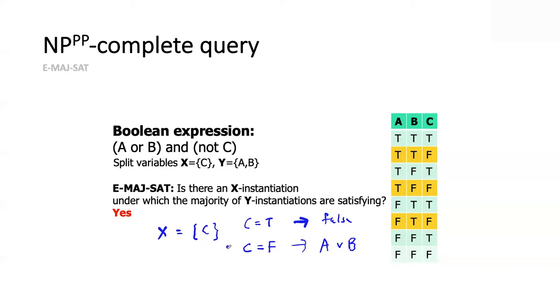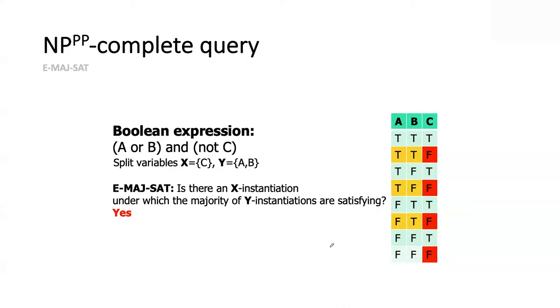So in fact, I did find an instantiation of the X variables under which the majority of instantiations over Y satisfy that formula, right? This is this here. So under C equals false, I have a total of four instantiations and three of them do satisfy the formula. And that's why you get the answer yes for E-MAJ-SAT in this case. So let's see what's happening here. And now you can probably understand this NP to the PP. So I am searching over an exponential space, and that is the space of instantiations for the variables X, right?